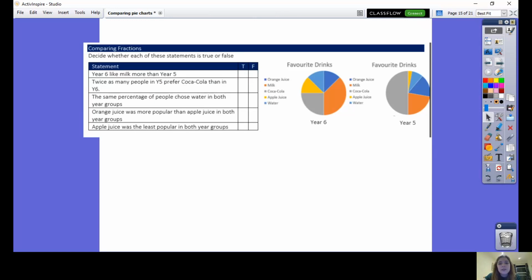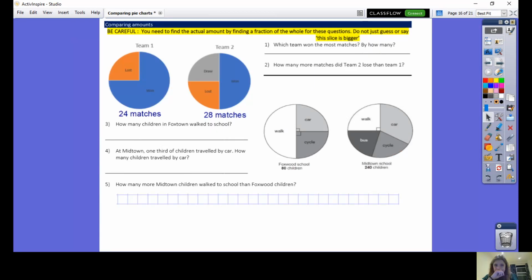We've actually gone through these questions at the beginning, so we don't need to go through them again, and we'll look at the next set of questions.